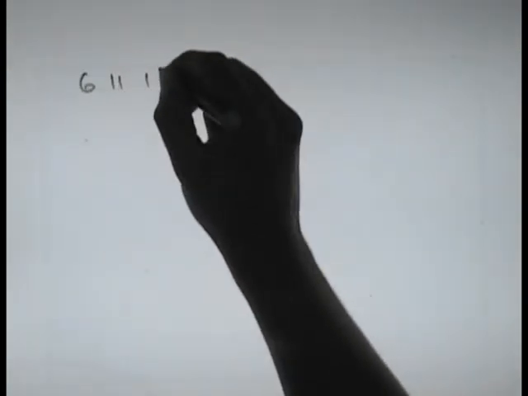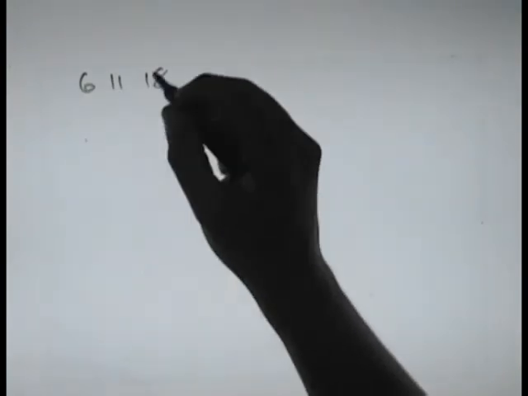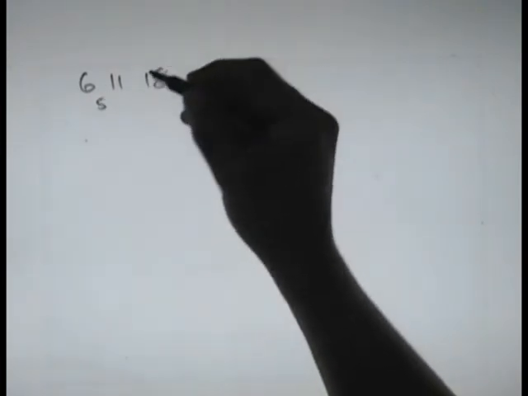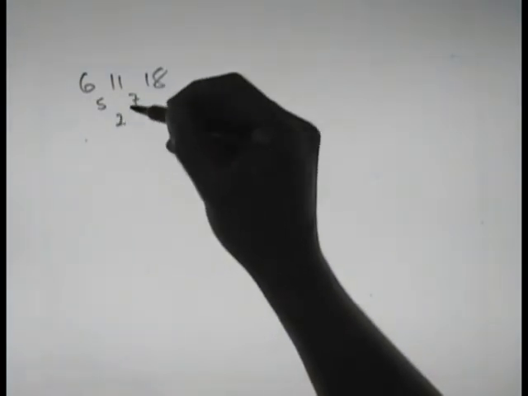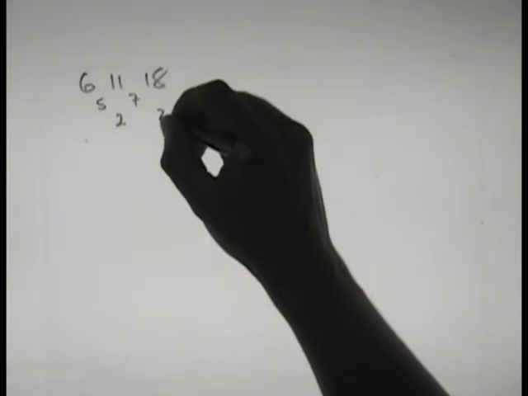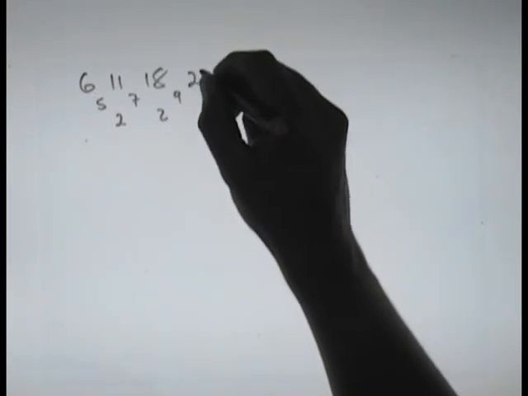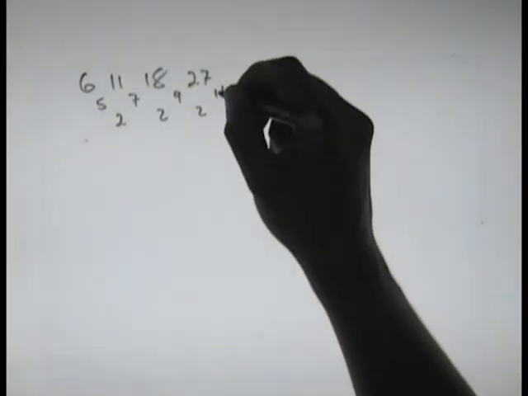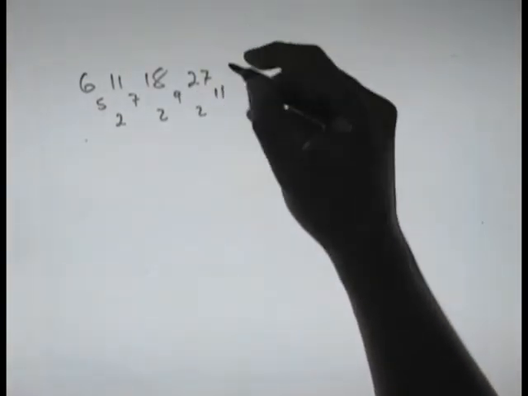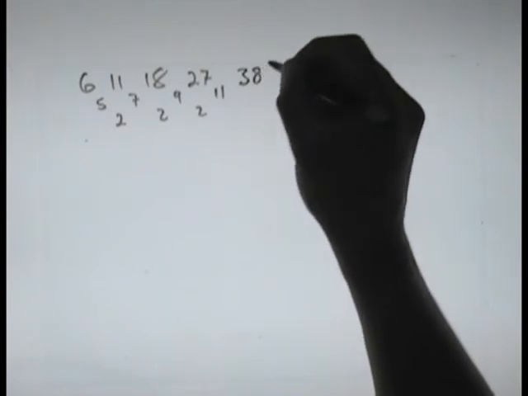The one I gave you to do read 6, 11, 18. First thing, determine the next two terms. Now let's look at it. The first difference here is 5. Between 11 and 18 the difference is 7. That means that my second difference is 2. 7 plus 2 is 9. 18 plus 9 is going to give me 27. That means my next difference is going to be 11. 27 plus 11 is going to equal 38.